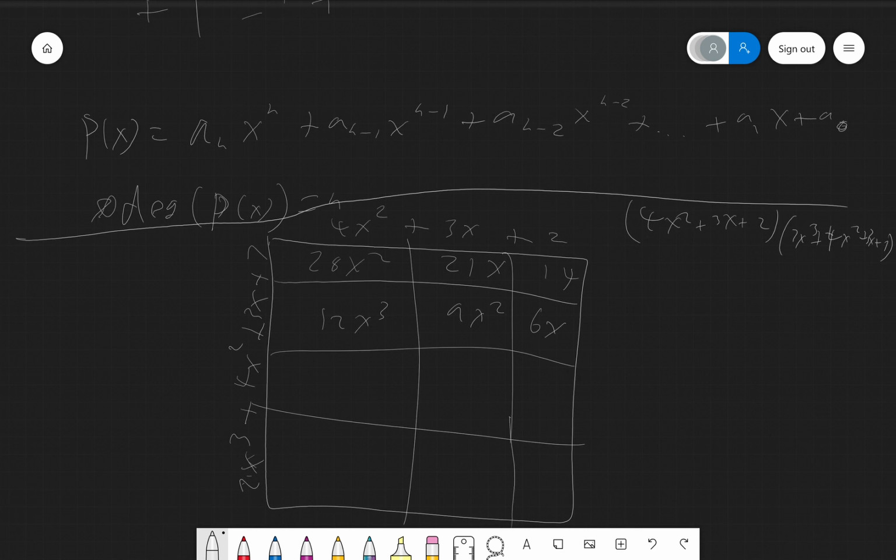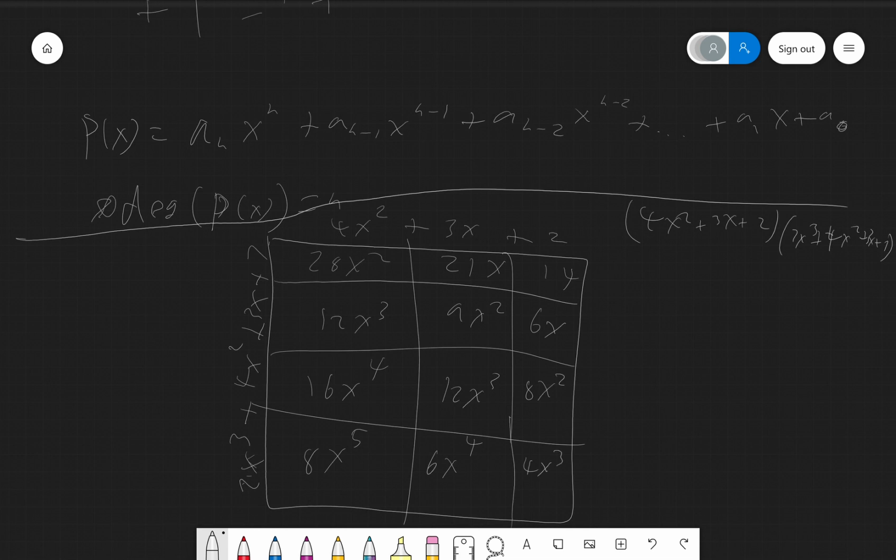4x squared times 4x squared is 16x to the fourth. 4x squared times 3x is 12x cubed. 4x squared times 2 is 8x squared. 2x cubed times 4x squared is 8x to the fifth. 2x cubed times 3x is 6x to the fourth. 2x cubed times 2 is 4x cubed.